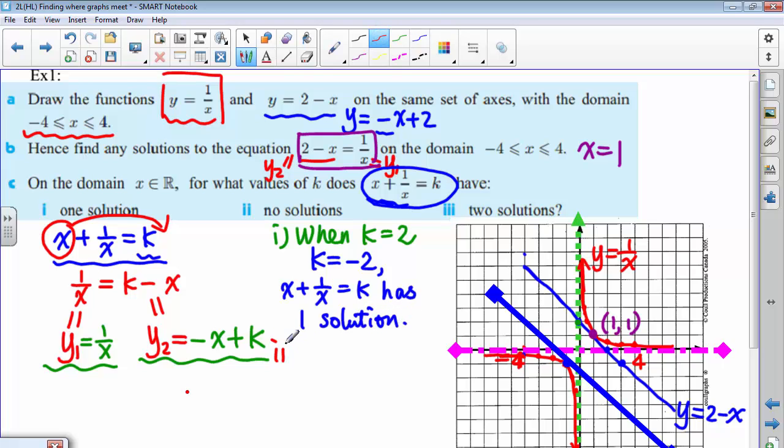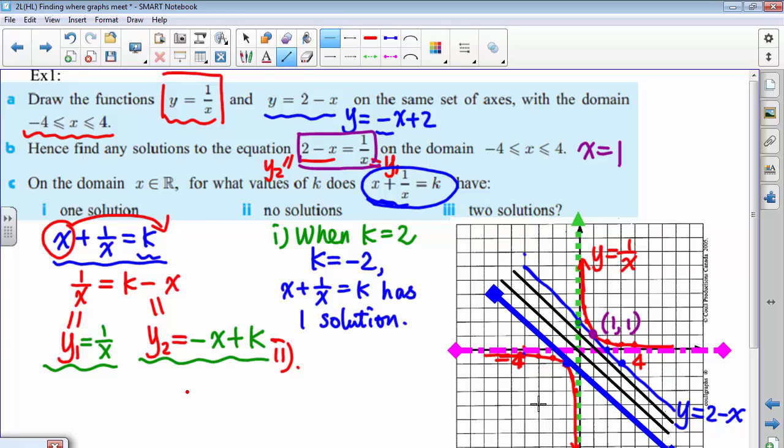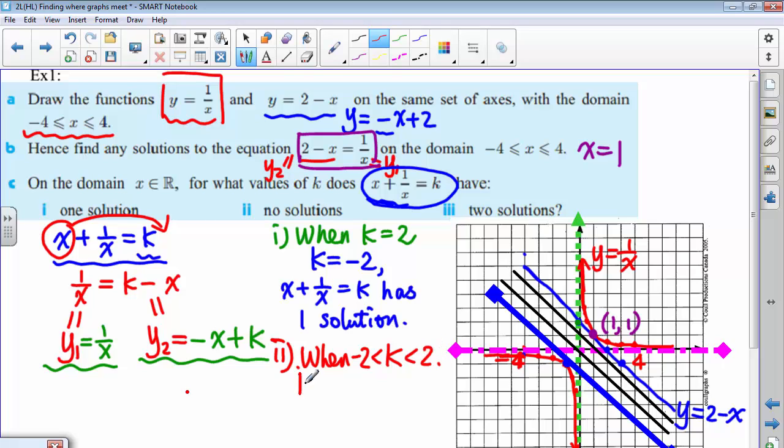Okay, what are the k values that make the equation have no solutions? I find all the lines between these two blue lines. You can see all those black lines do not intersect the red hyperbola at all, which means if the k value is between -2 and 2, this equation has no solutions, no points of intersection.